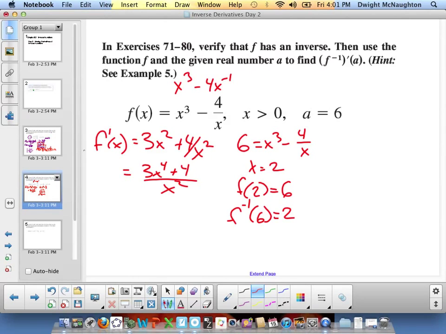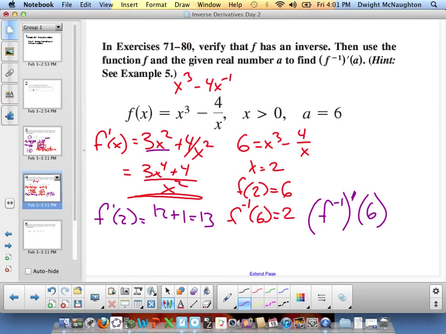Well, we're looking for the derivative of the inverse. First, we find the derivative of the function, which we did to show it's monotonic. Plug in 2, f prime of 2. Well, we got 3 times 2 squared, that's 12, plus 1 is 13. f prime of 2 is 13. So f inverse prime of 6 is 1/13. Right? Another way to look at it.